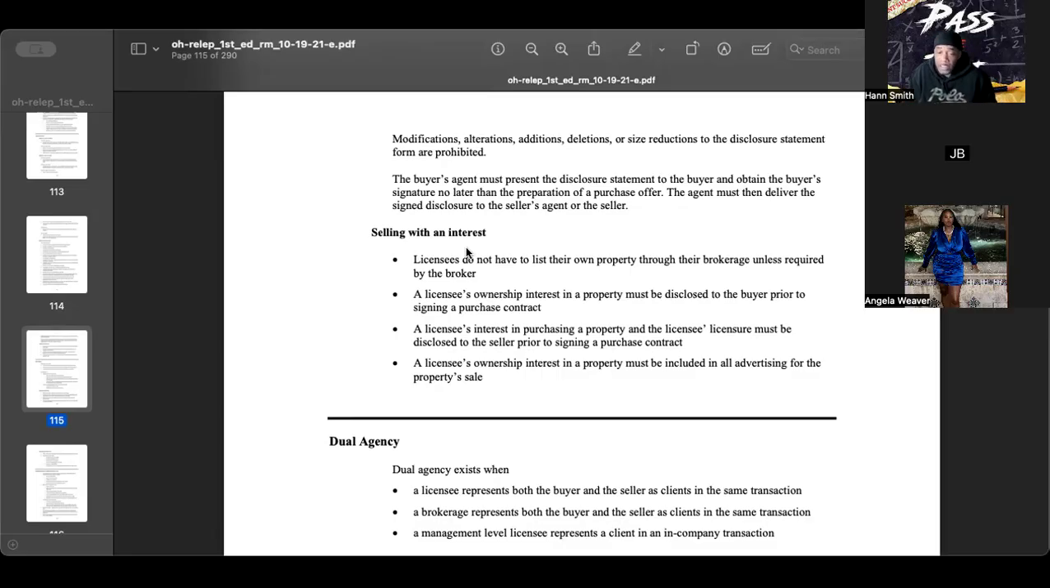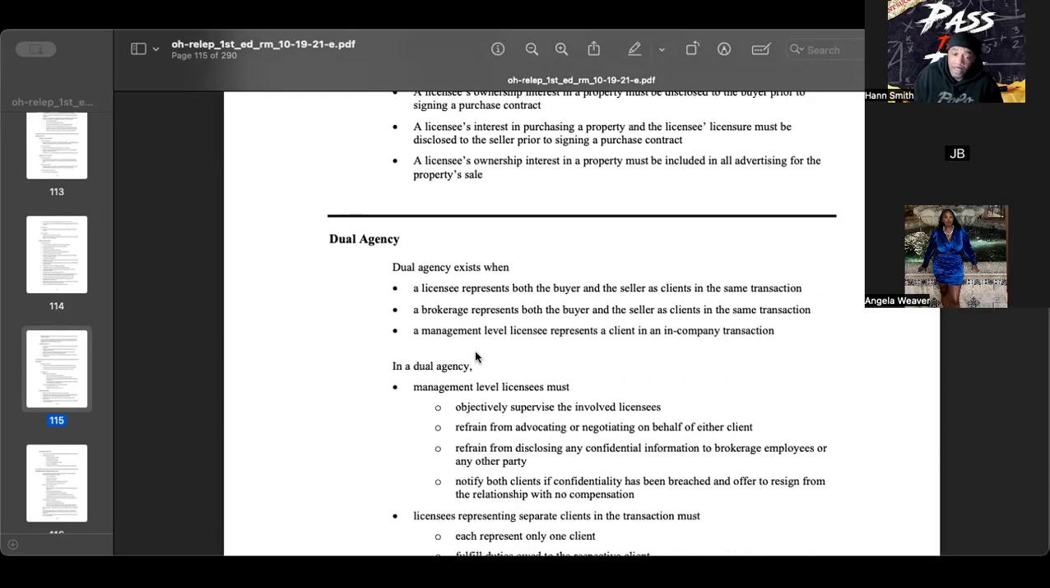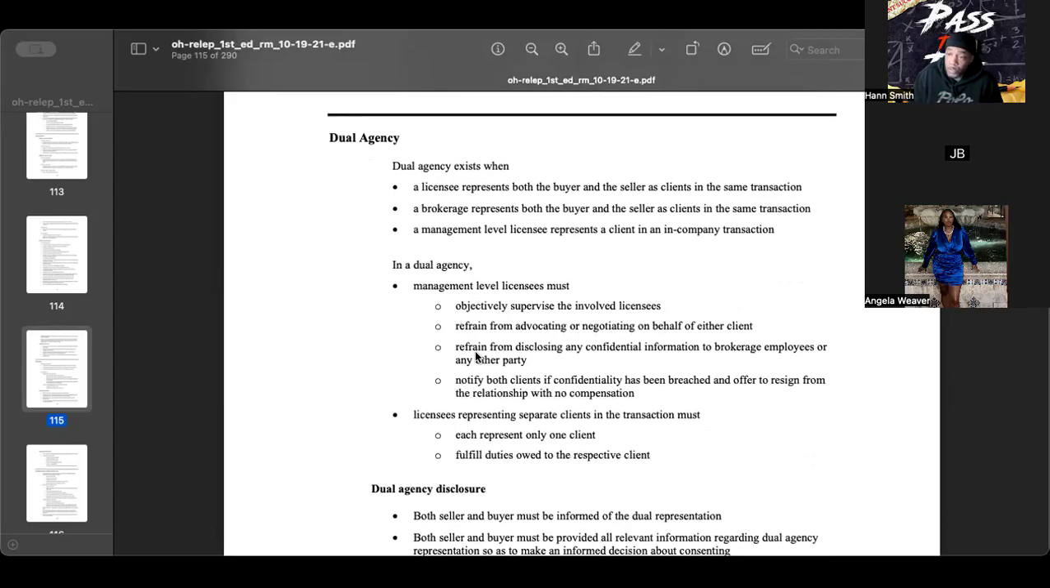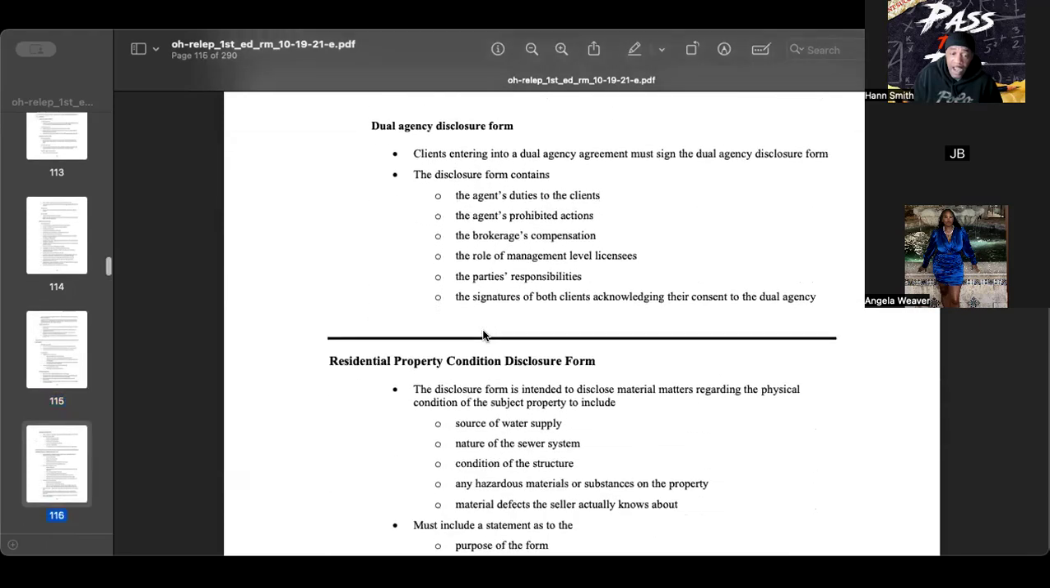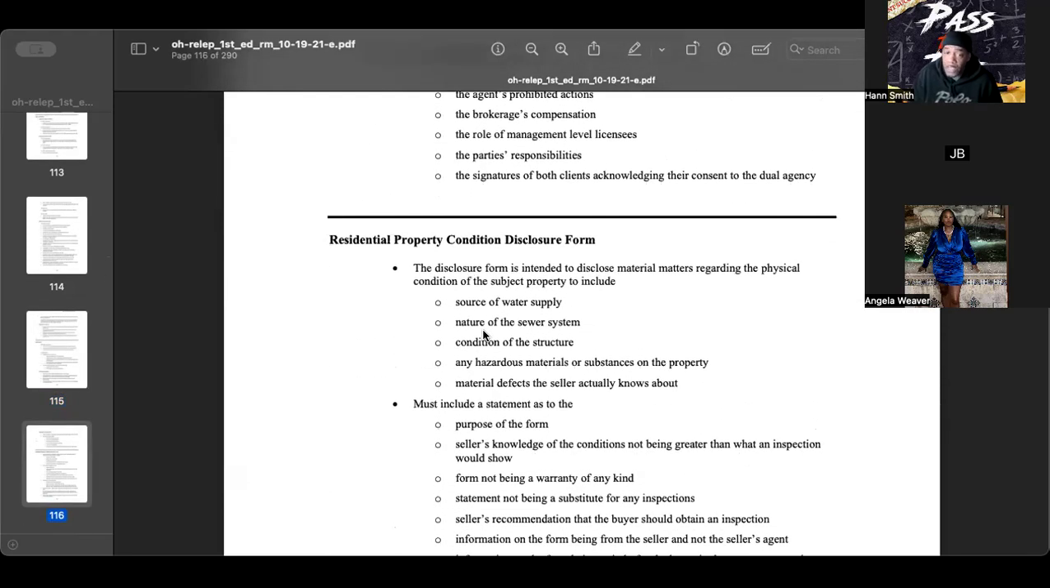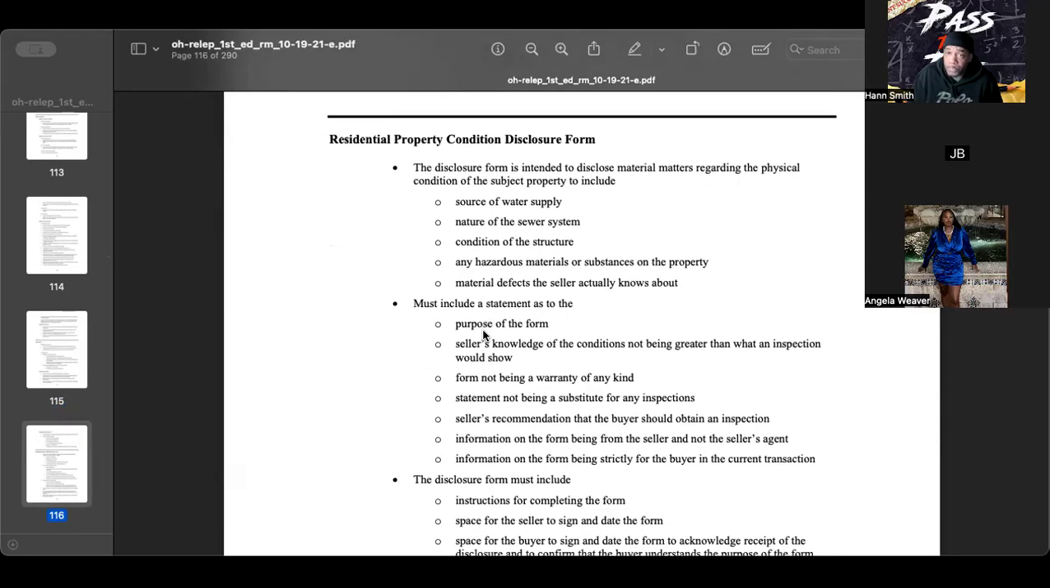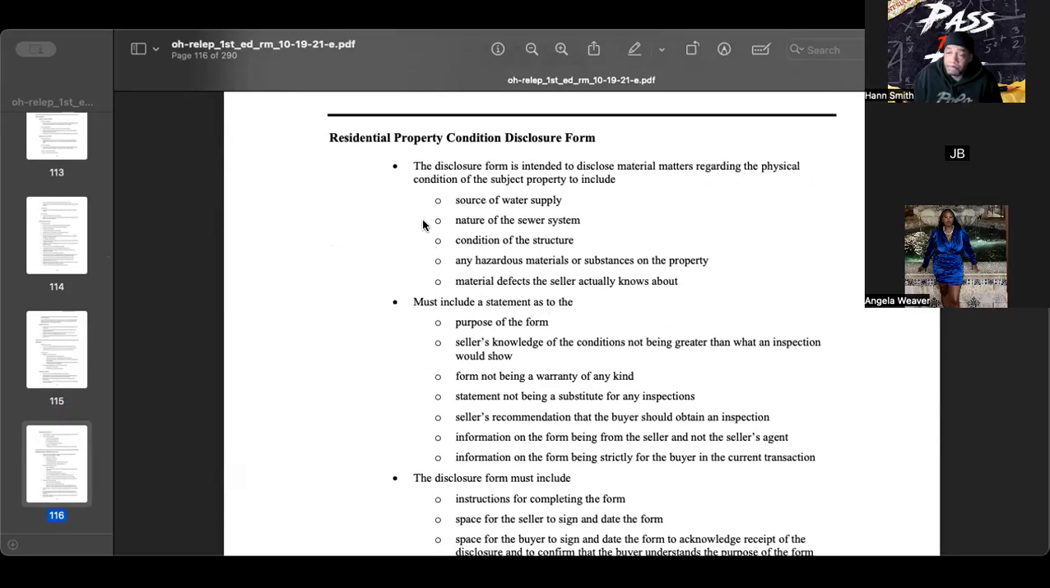And here's dual agency again. We done beat this horse till it was dead. Just know the most important thing is that they have to consent and it has to be in writing. All right. That's dual agency. And then this thing down here. So there's 3 forms that I'm gonna have to show you. I don't know when I'm gonna show you all these, but when we go over them, it's 3 forms: the consumer guide to agency relationship, the agency disclosure, and the residential property disclosure form.